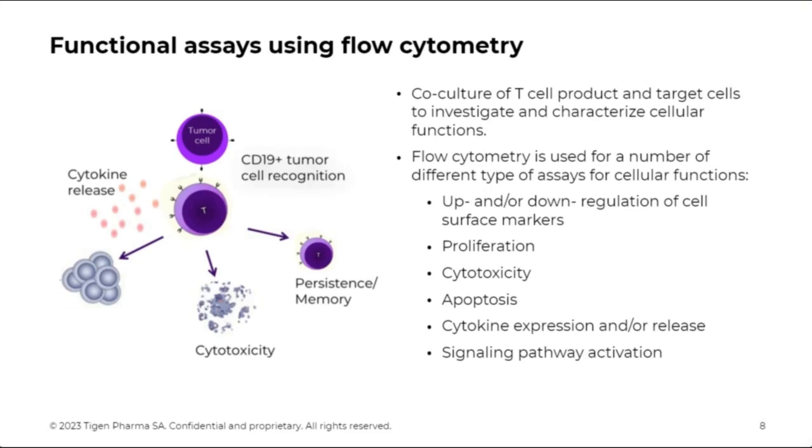For example, do the CAR T cells proliferate, or can they kill the target cell? We can look into cytokine expression and release, what's in there. And we can also look into signaling pathway activation, for example. And there are also other assays that we can do. We can look into up or down regulation of the cell surface markers, and we can look into the state of apoptosis of the T cells, for example.